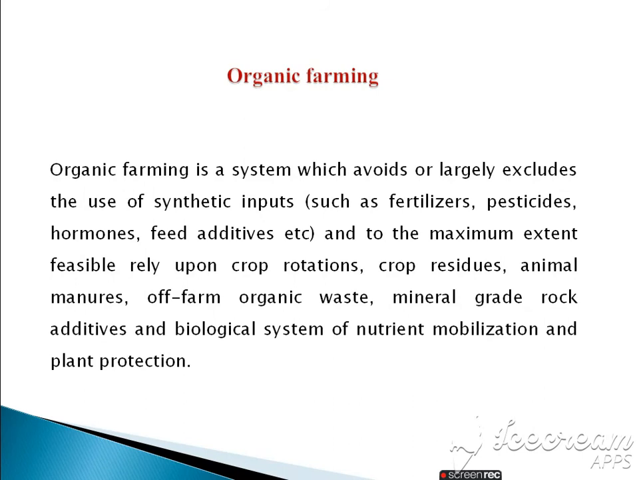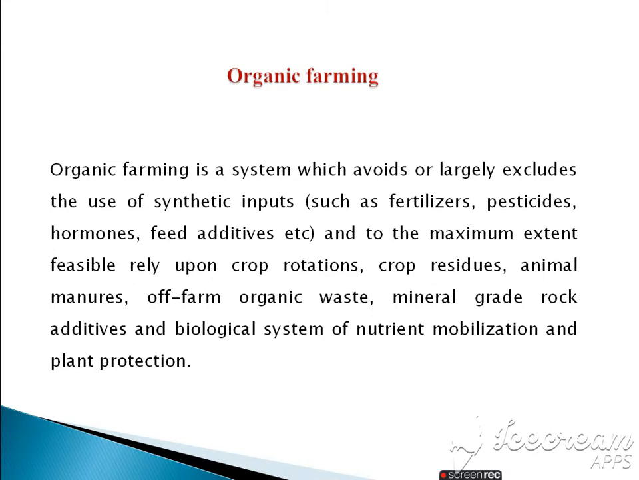Now we come to organic farming. This is a farming system which avoids or largely excludes the use of synthetic inputs like fertilizers, pesticides, hormones, feed additives, etc., and to the maximum extent feasible relies upon crop rotation, crop residues, animal manure, off-farm organic waste, mineral grade rocks, and biological systems of nutrient mobilization. Basically, in organic farming, we utilize the available inputs at the farm like farm waste, animal manure, compost and crop residues to manage soil health and produce the maximum from a piece of land with safe health effects.